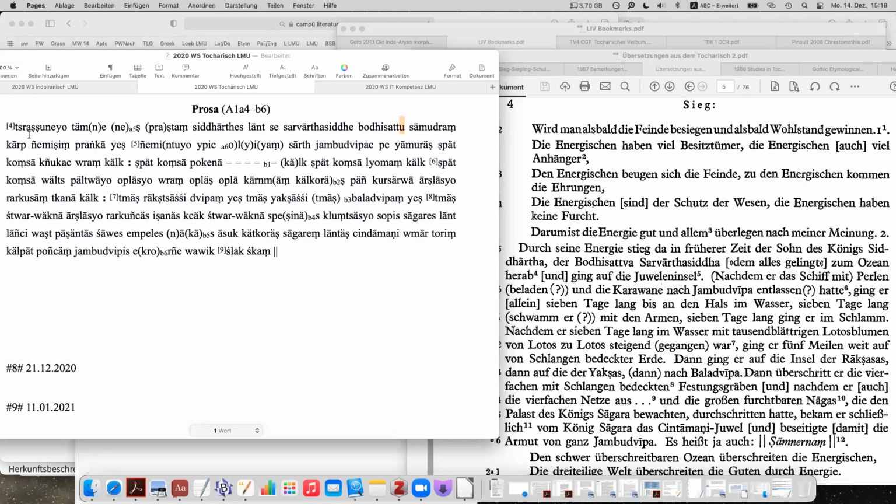So this is a sentence. So you will always find the verb at the end of the sentence. So like karp, yesh, and also yamusha, but this is absolutive, but still it's a verb at the end. Okay, so then nemishim franka yesh. So yesh here.